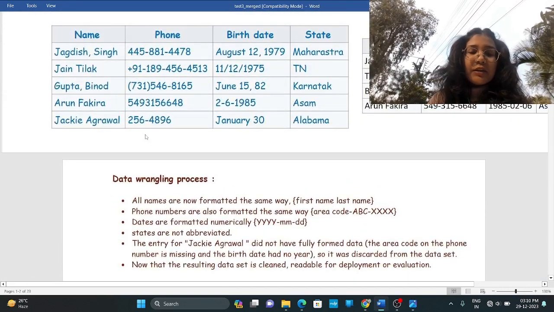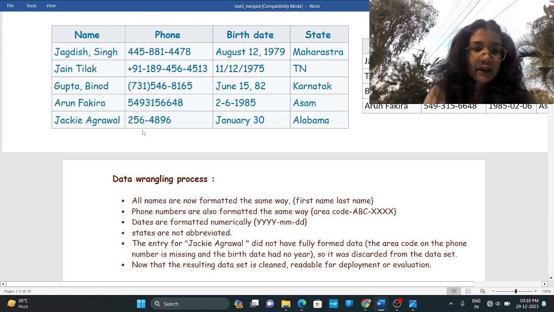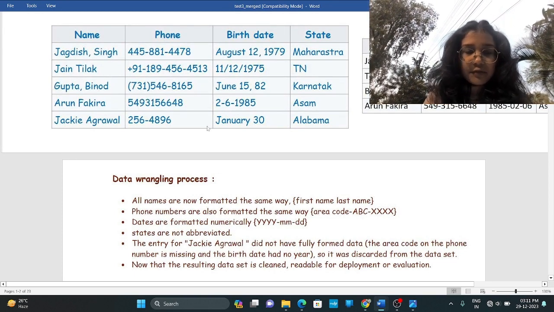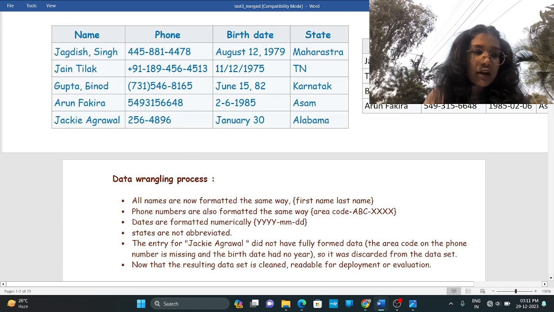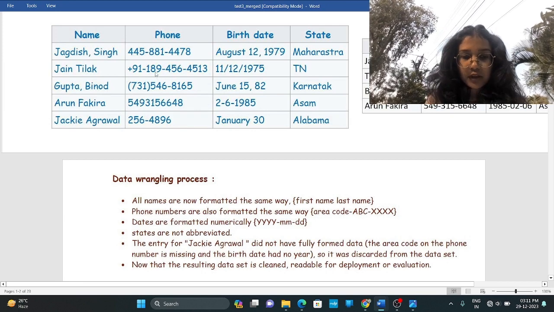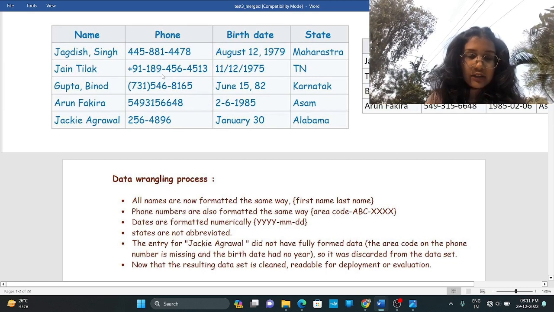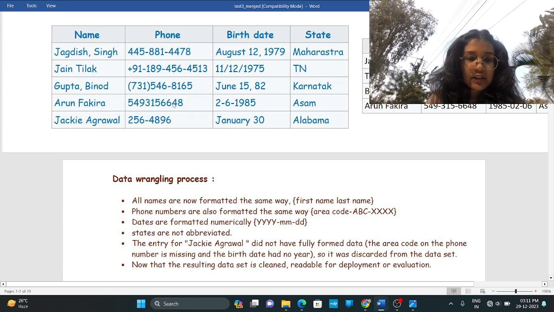Here, a data wrangling process is done. All names are formatted the same way, first name and last name. All commas and other such problems are removed. Phone numbers are also formatted the same way, area code, ABC, and the rest of the numbers, and brackets and other such kinds of problems are avoided. Dates are formatted numerically, with year first, then month, then date.